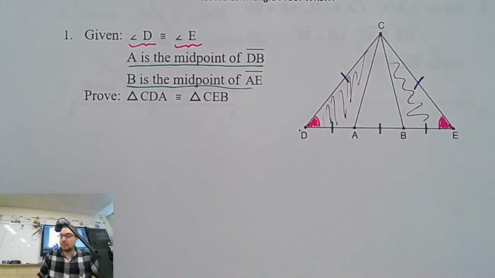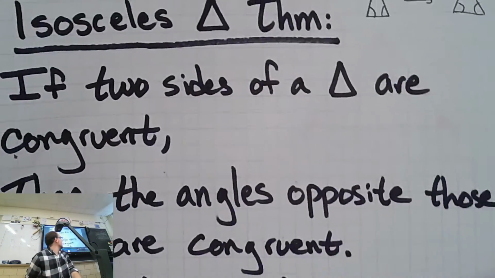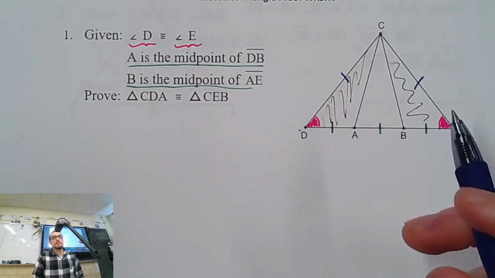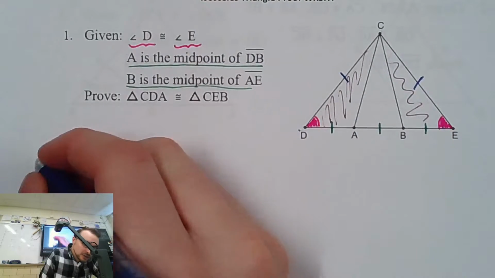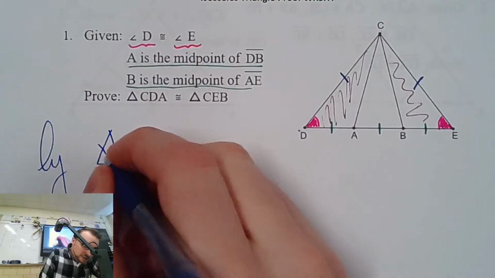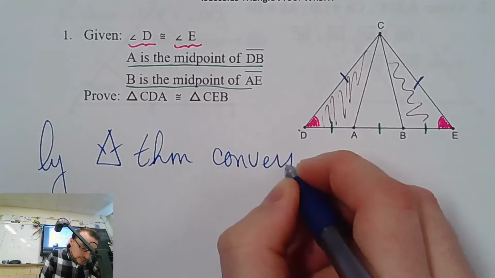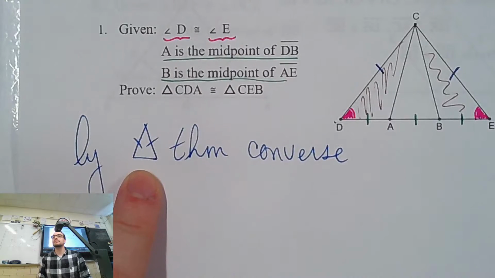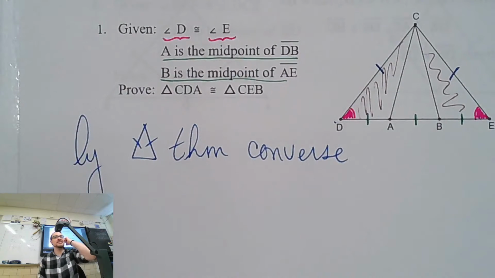So, did we use the isosceles triangle theorem or its converse? The theorem says if we're given two sides, well, we weren't given the sides, right? So what do we got? We use the converse, right? Converse starts with the angles and goes to the sides. So we're going to write by isosceles triangle theorem converse. I know it's a mouthful, but here's how you can abbreviate isosceles triangle, right? Takes two big words out of there. THM is short for theorem, right? A lot of people have been confused by that.